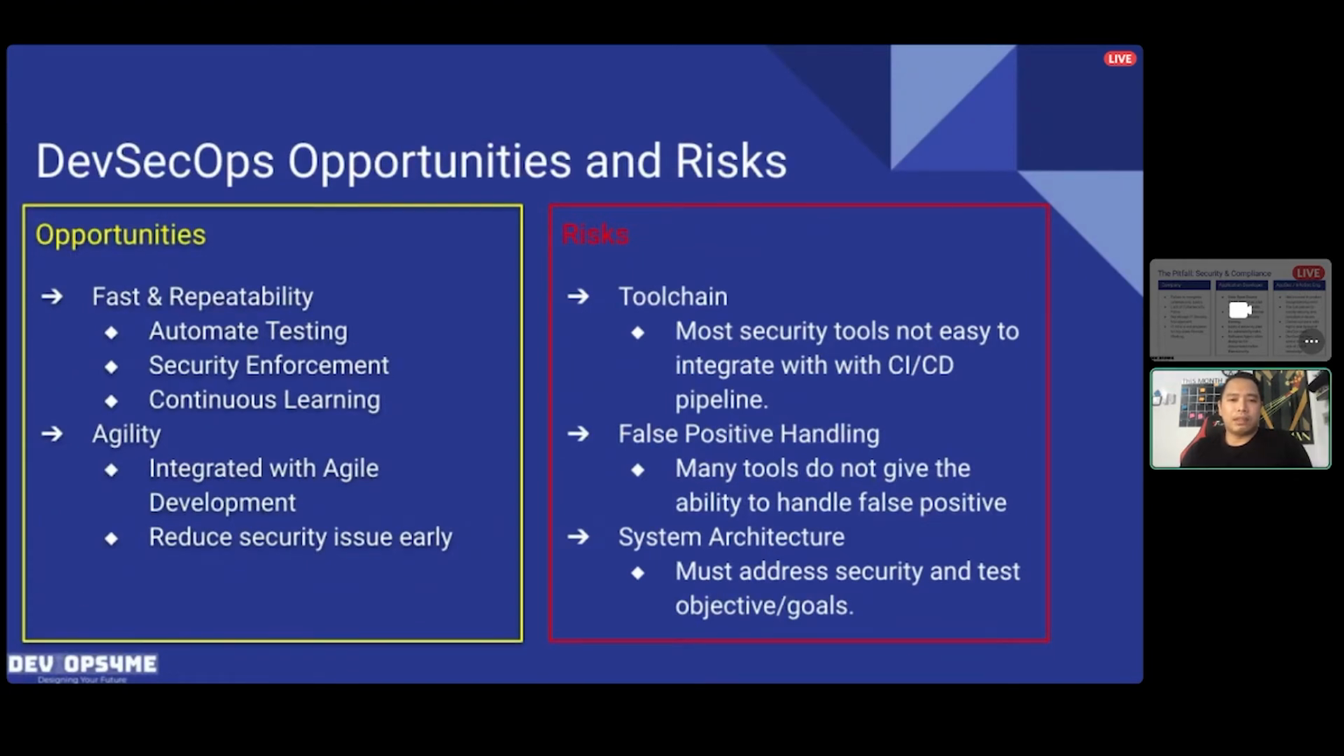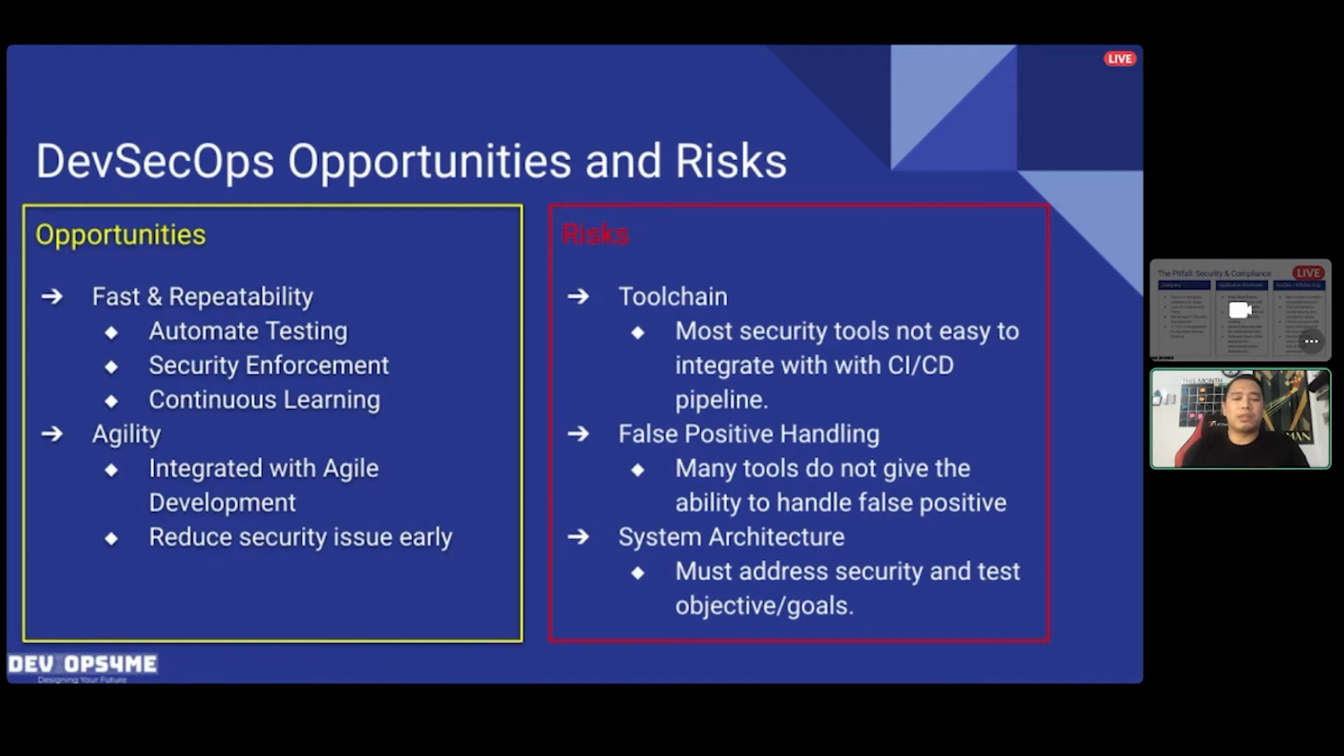Now let's look at the DevSecOps opportunity and risk. The opportunity is that DevSecOps can give you a fast and repeatable process, like automated testing, security enforcement, and continuous learning. It also gives you agility to integrate with agile development and address security earlier and often.